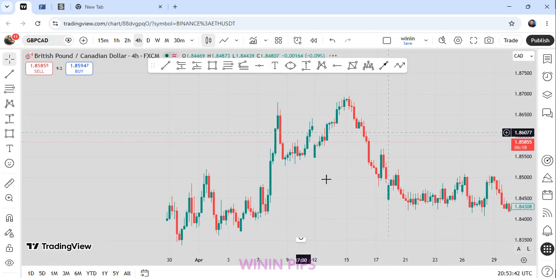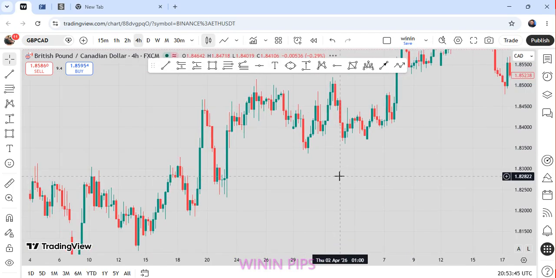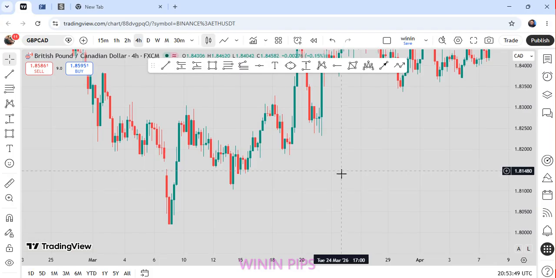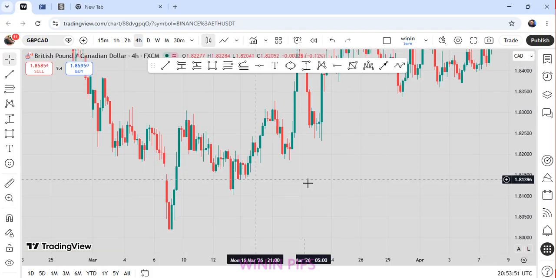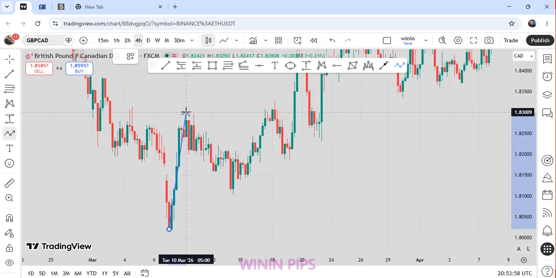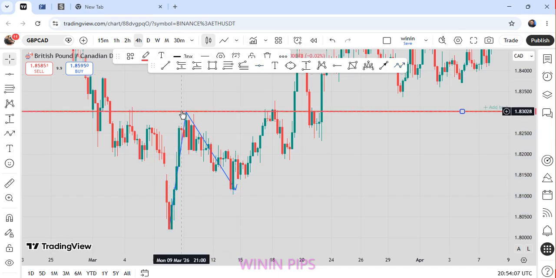So let's quickly look at how to identify the markets. All right, so let's start from here. So we have our starting point here. It moves up, pulls back. So we have our high here. So we draw our horizontal line here.